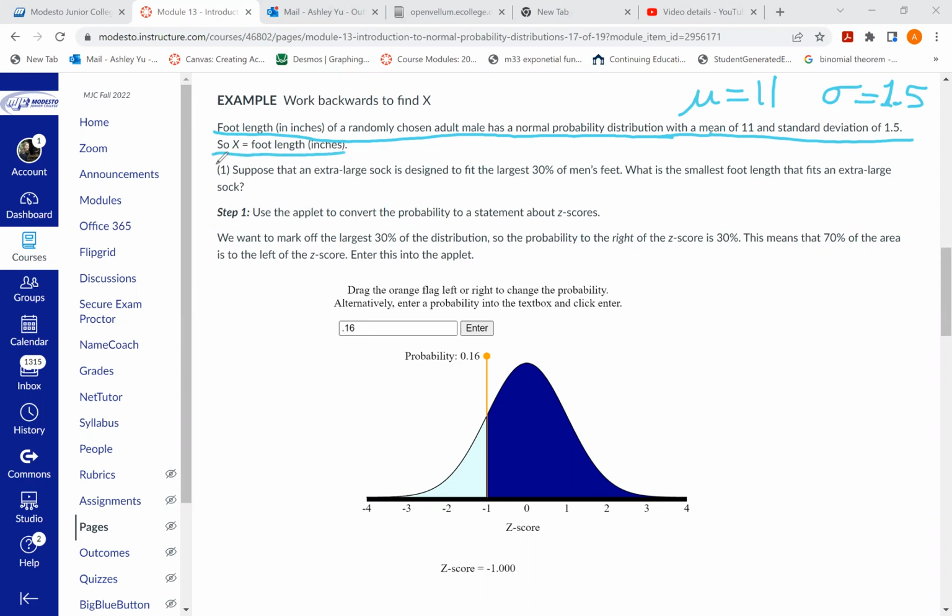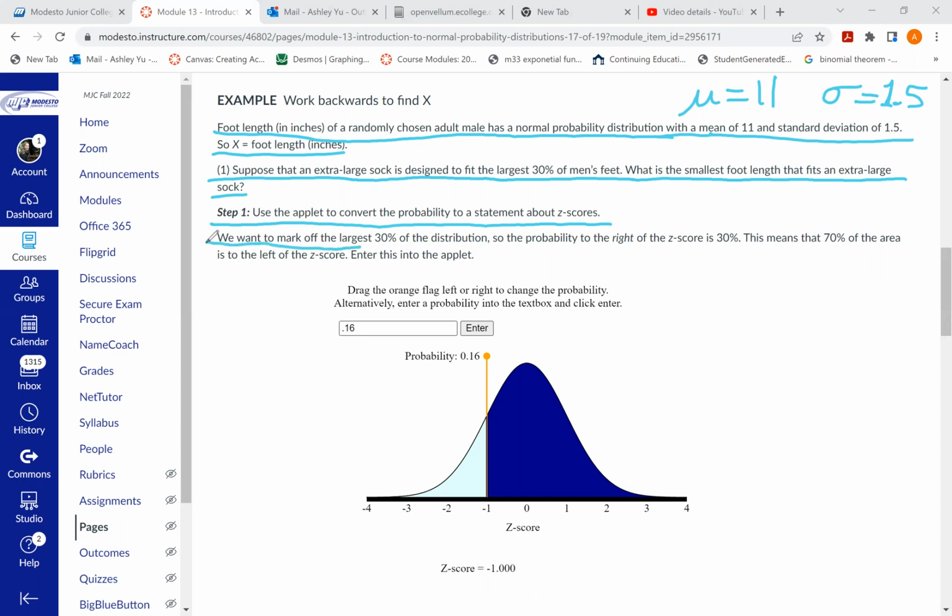So x is the foot length in inches. First, suppose that an extra large sock is designed to fit the largest 30% of men's feet. That's an interesting question. What is the smallest foot length that fits in the extra large sock? Step one, use the applet to convert the probability to a statement about z-scores.